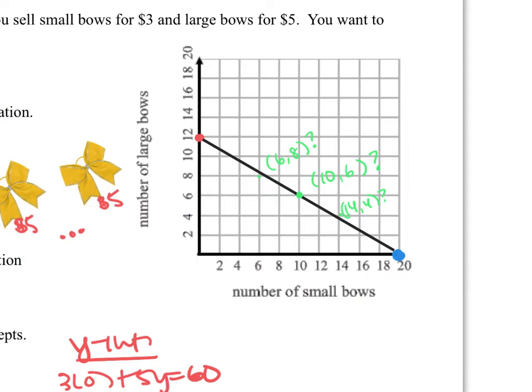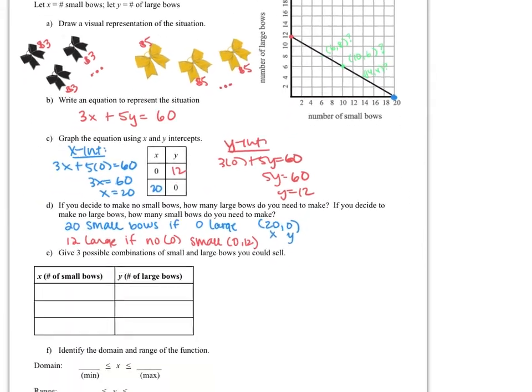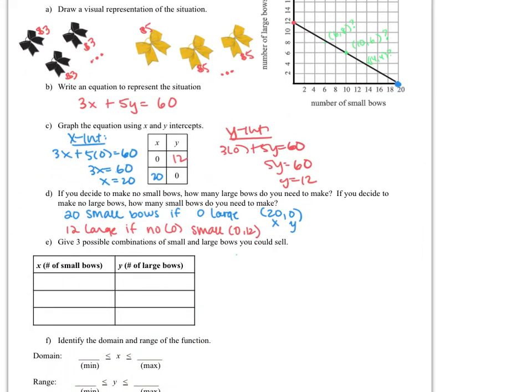So on my graph here, I've got three possible combinations of small and large bows. Now these two points here aren't exactly on my line, but remember last time I got close. So I want to check these algebraically. This one right here, 10, 6, looks pretty good, so I want to check that one first. I'm going to check that ordered pair 10, 6, which is x, y.